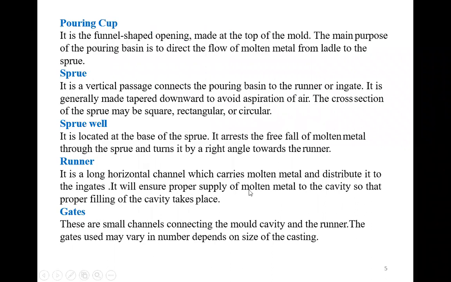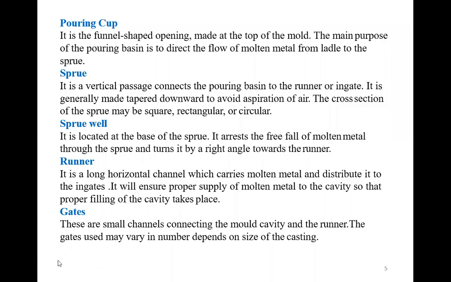So it will ensure the proper supply of the molten metal to the cavity so that proper filling of the cavity takes place. The next one is gates. These are the small channels connecting the mold cavity and the runner. The number of gates used may vary, depending on the size of the casting.